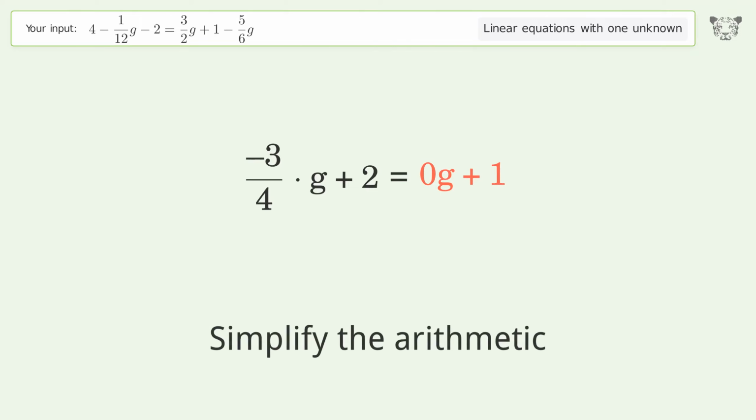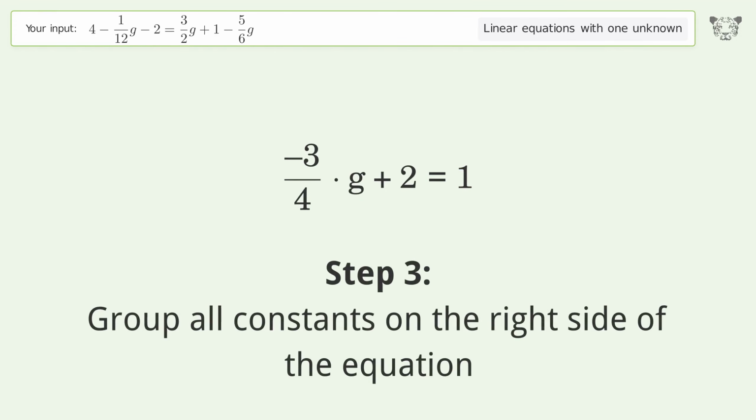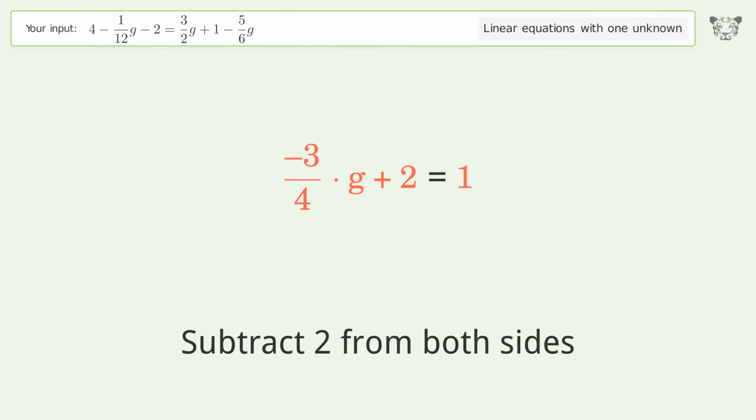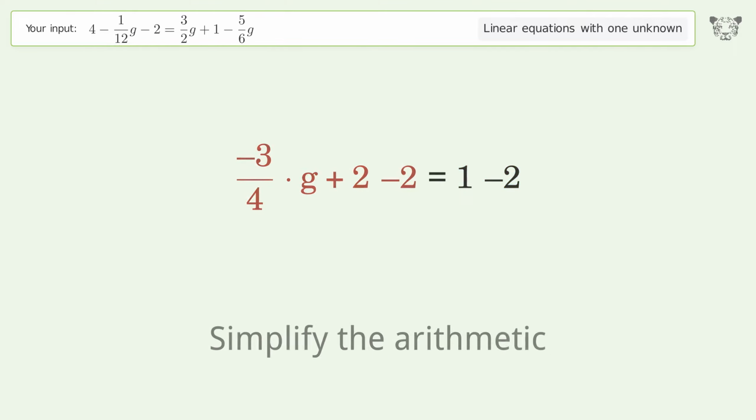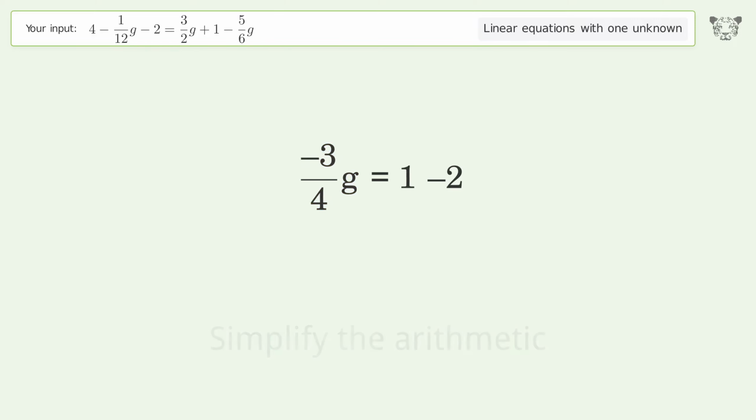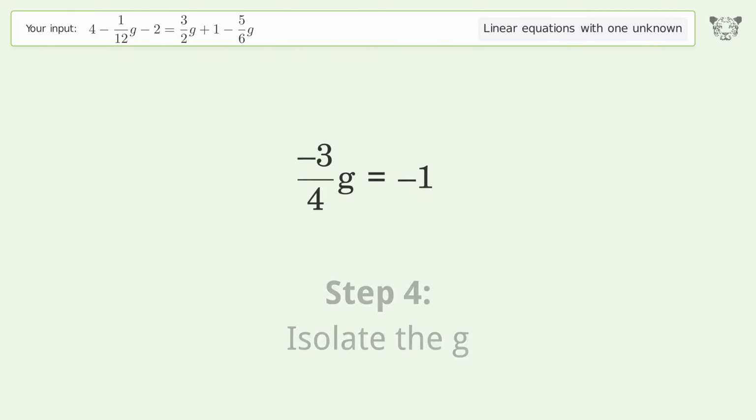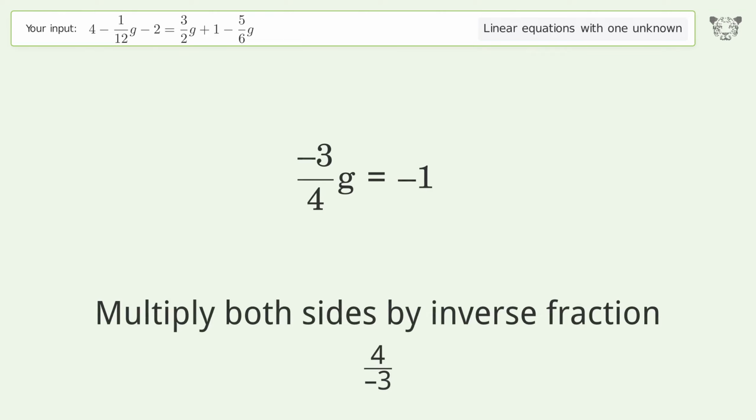Simplify the arithmetic. Group all constants on the right side of the equation. Subtract 2 from both sides. Simplify the arithmetic. Isolate the g. Multiply both sides by inverse fraction 4/3.